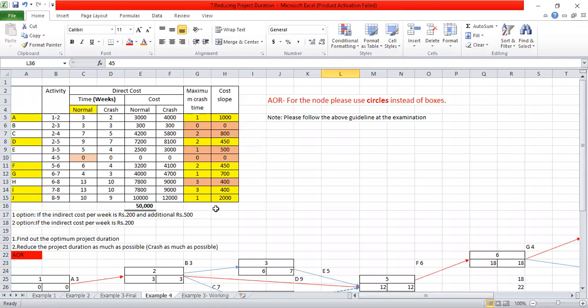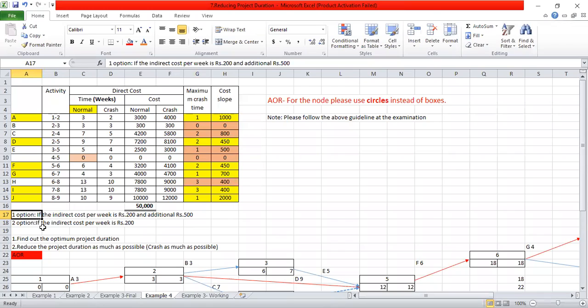The next task is to find the optimum project duration, and the second is to reduce the project duration as much as possible. In this question they have given 2 options for the indirect cost. The first option is that the indirect cost per week is 200, so you multiply 200 by the number of weeks and add 500. The second option is that the indirect cost per week is only 200, with no addition of the 500.